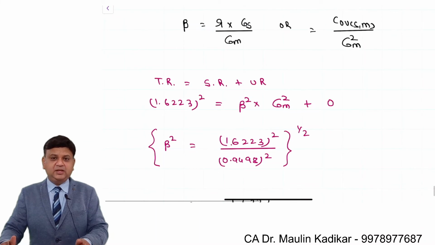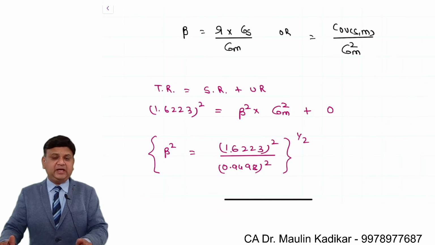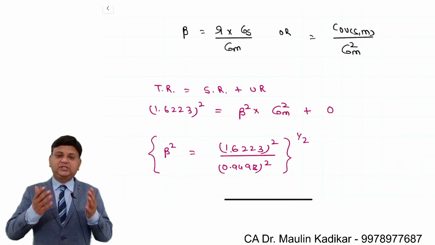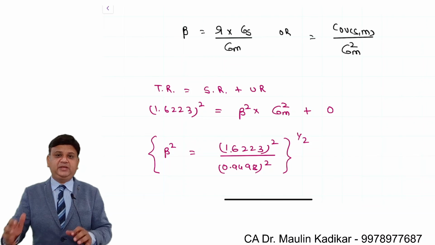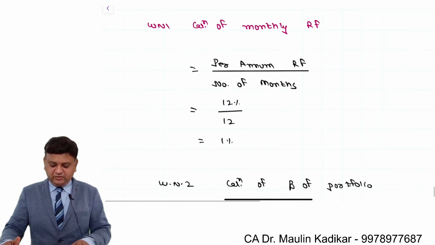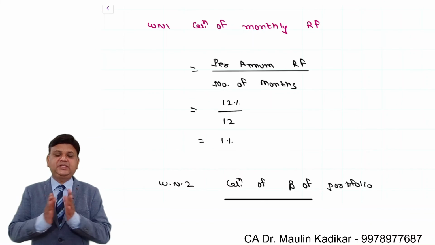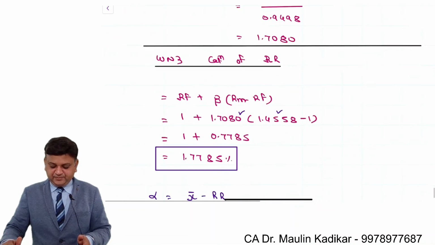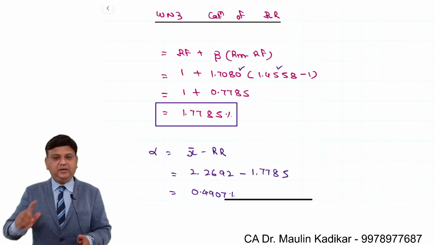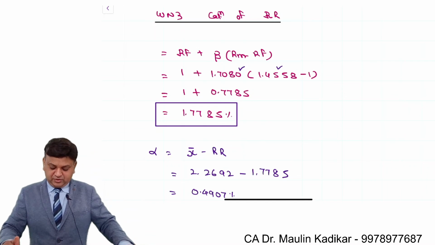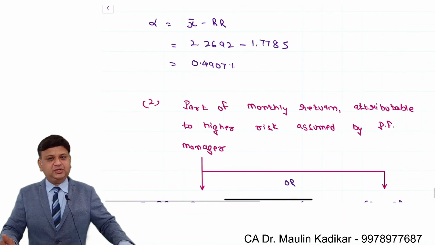Now importantly, the suggested answer given by the institute has considered that since it is a well diversified portfolio, the risk of the portfolio consists of only systematic risk. So accordingly, the beta of the portfolio is calculated. RF is simply 1% because yearly return is 12%. Afterwards, the required rate of return is found by using the normal formula. Return on the market portfolio is taken from the value that we already have got. Lastly, we calculate the alpha.